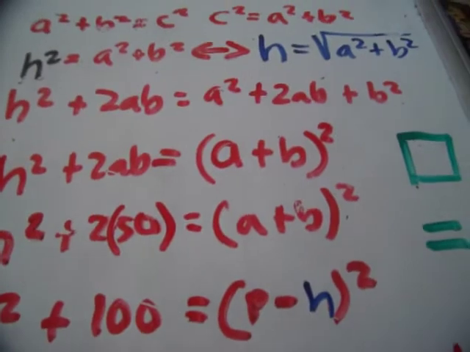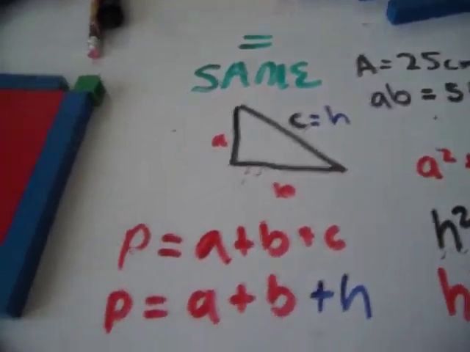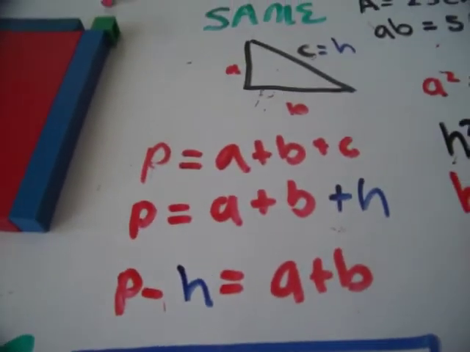We're trying to get the whole thing in terms of H. Okay, we don't like C anymore. We want to know about H. Okay, so I did this. How did I do that?